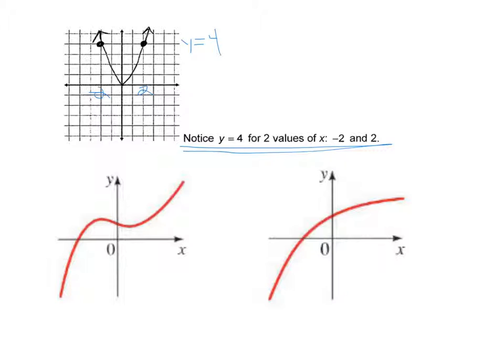The vertical line test can be used to determine whether a graph represents a function. A vertical line, remember, straight up and down, passes through this parabola without touching it in more than one point at once. So if a graph passes the vertical line test, it's a function.